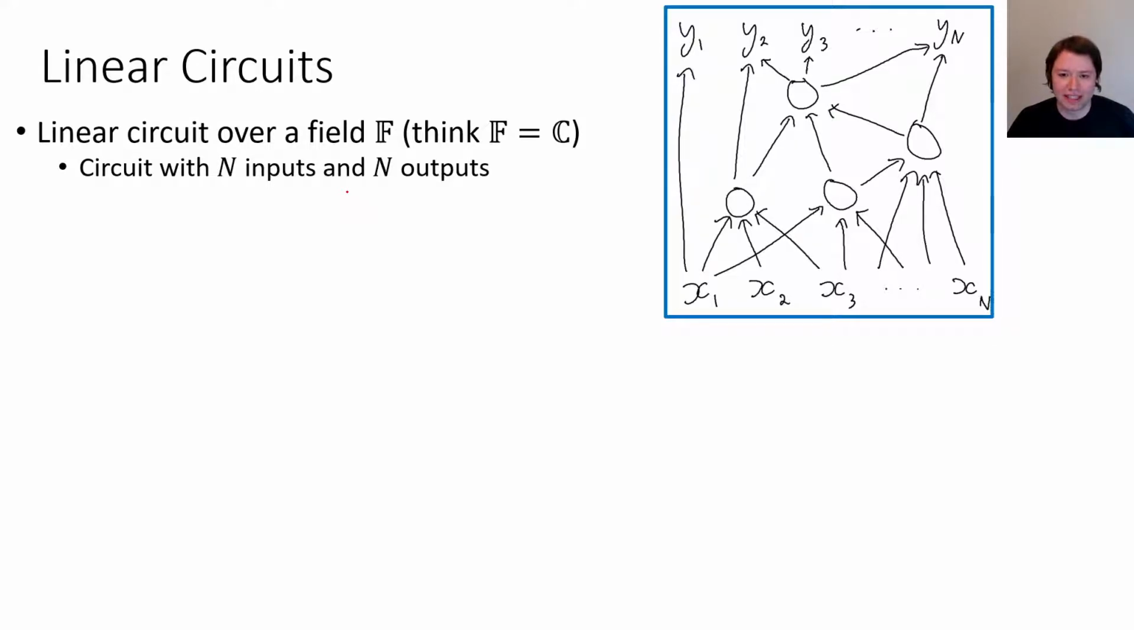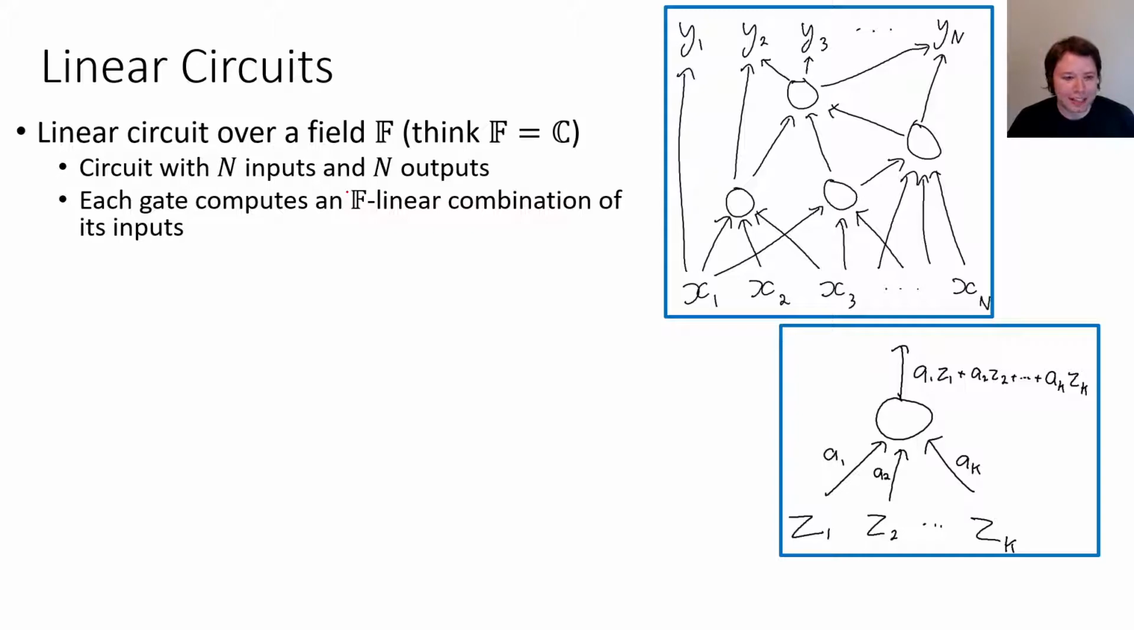Each gate in one of these circuits computes a linear combination of its inputs. One way you can think about it is that along each wire in the circuit, there's a field element, like a complex number, written. And then what the gate does is that it takes in the complex numbers described by the inputs and computes their linear combination weighted by the numbers fixed along the wires.